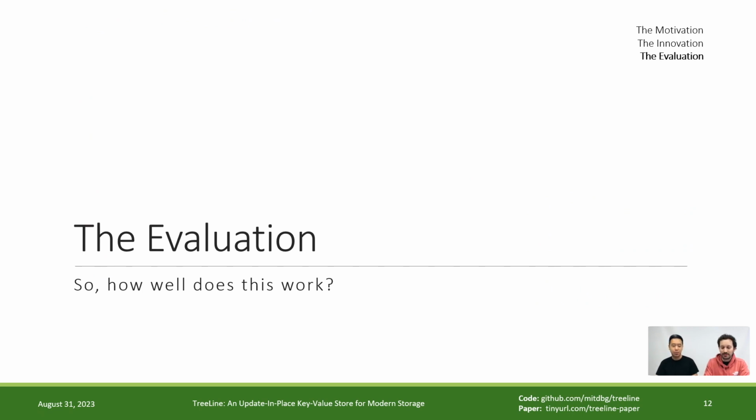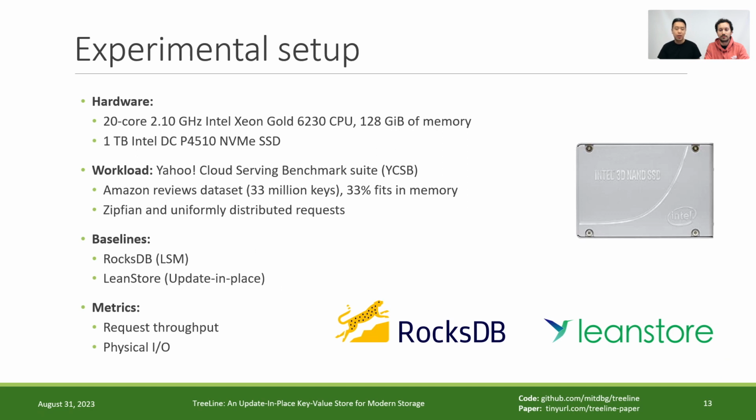Thanks, Marcos. So yeah, let's take a look at how well all of these ideas work in concert. So here's our experimental setup. We're running on a 20-core Intel Xeon Gold machine with 128 gigabytes of memory. Importantly, we're using an Intel DC P4510 NVMe SSD, and that's sized at 1 terabyte. We're running the YCSB benchmark suite, and this is a standard benchmark suite used for evaluating key-value stores. We use both the synthetic data set that comes with YCSB as well as real-world data sets, in particular an Amazon review data set that has 33 million keys, and we set it up so that 33% of the data set is able to fit in memory.